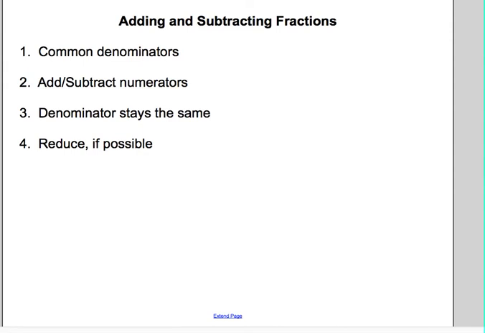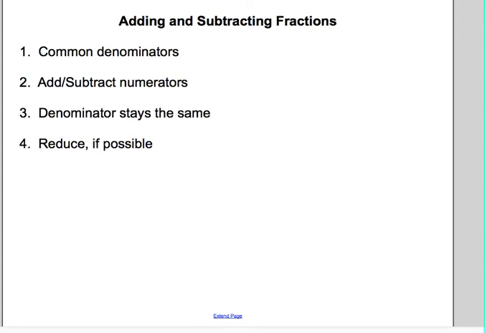The first thing is that you need to make sure that you have common denominators. Before you can add or subtract, you must have common denominators. That means that your denominator is the same number for both fractions. Sometimes you already have common denominators when you start a problem, but many times you will not. And so, in order to make common denominators, you're going to have to rename either one or both of the fractions using an equivalent fraction so that the denominators match.